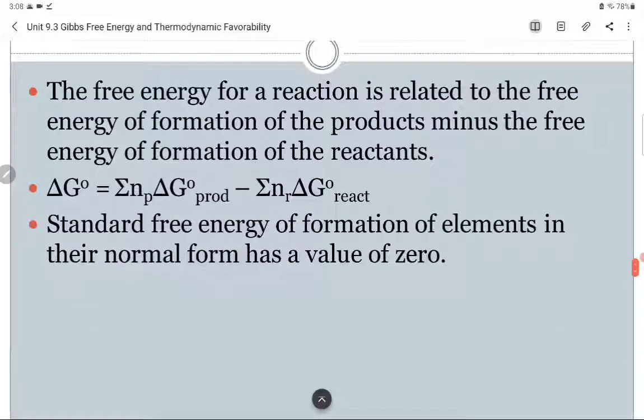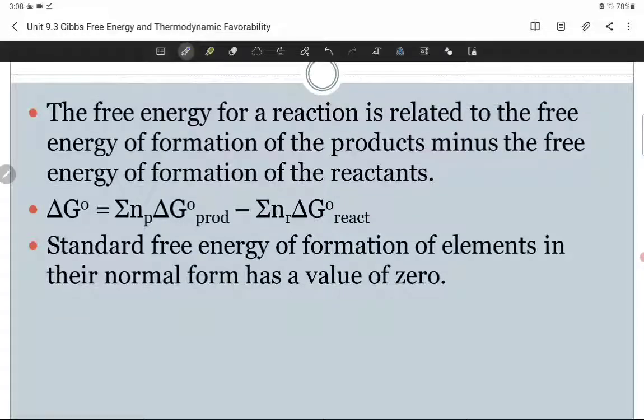Here's our sigma equation for this time, delta G. You guys can go in the back of the book and do this equation as easily as we did with the delta H sigma equation or the delta S sigma equation. Elementals also have values of 0, so keep that in mind in case you can't find one.